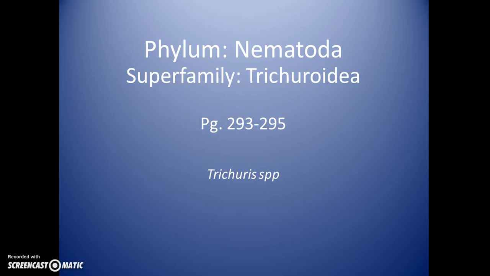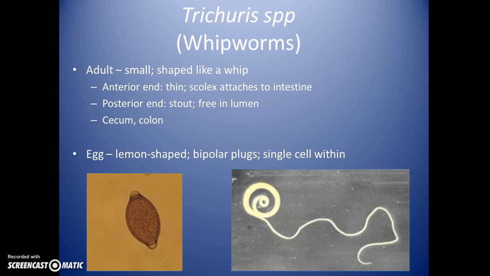We're going to discuss the last 3 nematodes in this section, and we're going to start with superfamily Trichuroidea, and we're going to start with the only parasite in this category called Trichuris. Trichuris is commonly known as the whipworm. The adults are small and shaped like a whip.